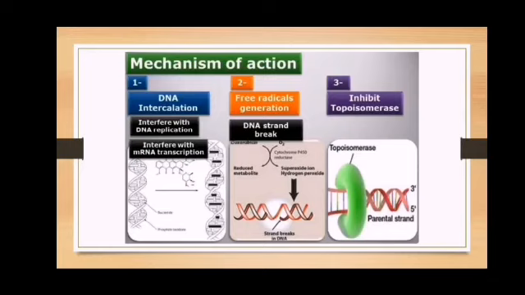DOXORUBICIN and DAUNORUBICIN have this mechanism of action. First step is to intercalate between base pairs, inhibit topoisomerase 2, and generate free radicals. They block RNA and DNA synthesis and cause strand scission.